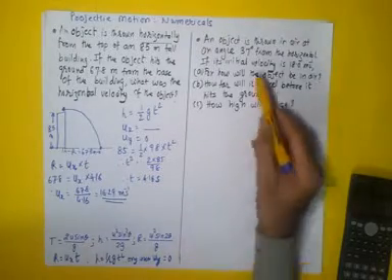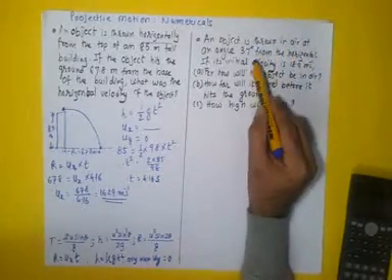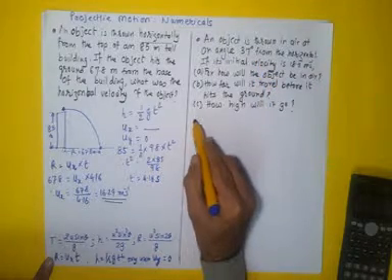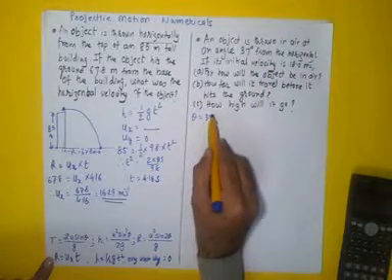Let's move on to the next question. In this question, an object is thrown in air at an angle of 37 degrees. So the initial angle theta is 37 degrees.